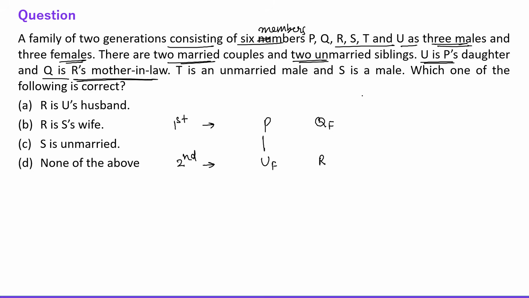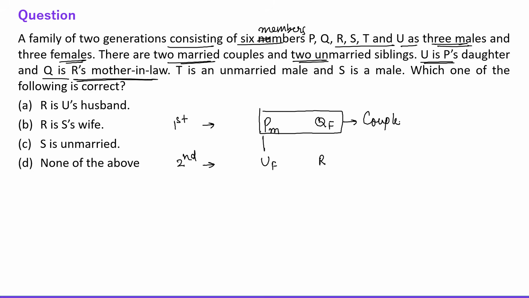So in the first generation, friends, obviously they are saying they have two married couples. So we will be having one married couple in the first generation and one married couple in the second generation, because there is a mother-in-law. And there are two unmarried siblings also. So in the second generation, one married couple with two siblings. If P and Q are there, then P must be male and Q must be female, and this is a married couple.